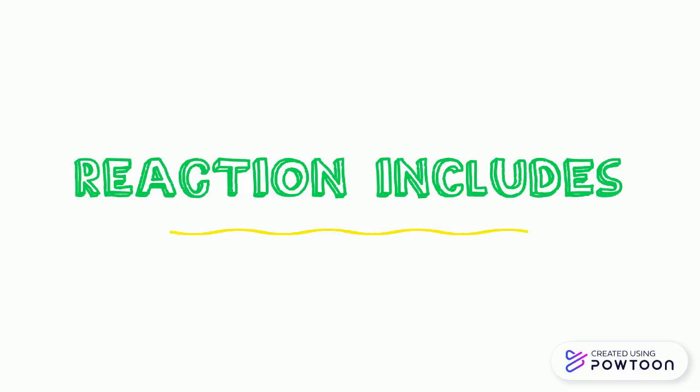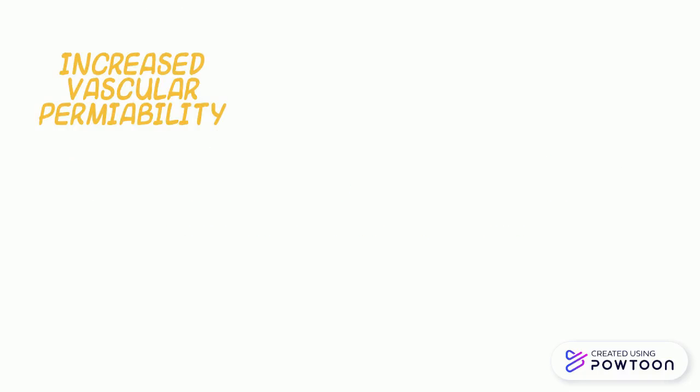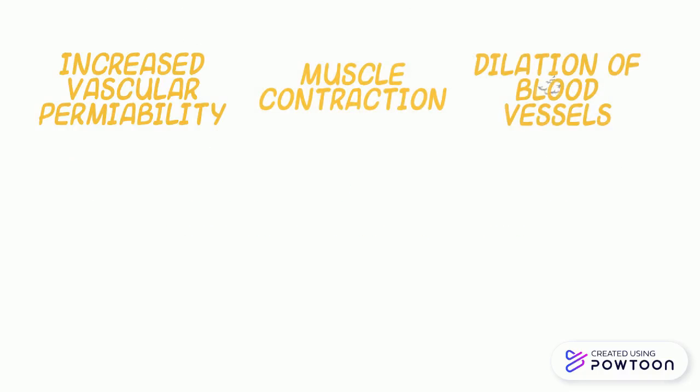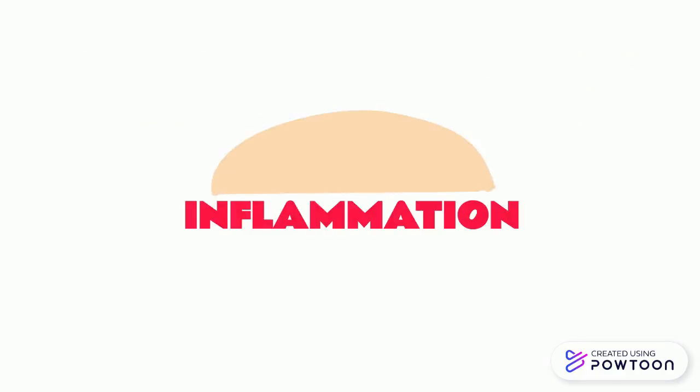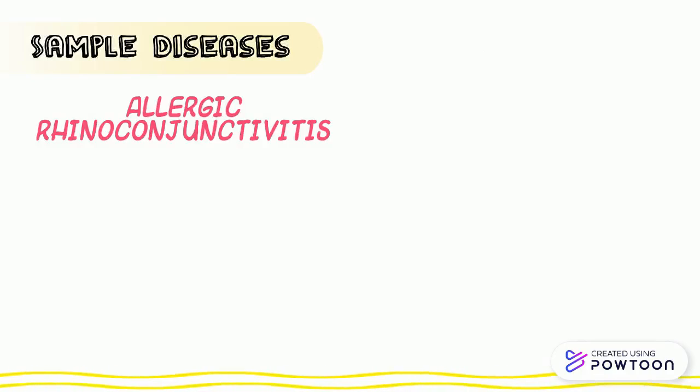Hypersensitivity reactions include increase in vascular permeability, muscle contraction, and dilation of the blood vessels. This reaction causes the migration of the cells to the site of injury, and the overall manifestation of this reaction is inflammation. And these are the sample diseases with type 1 hypersensitivity.